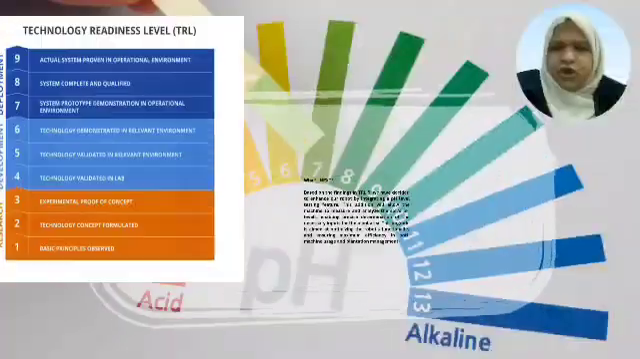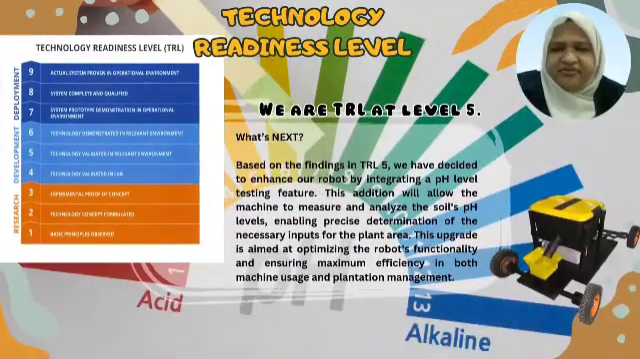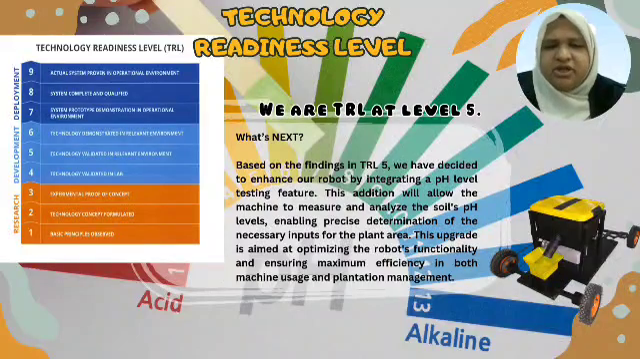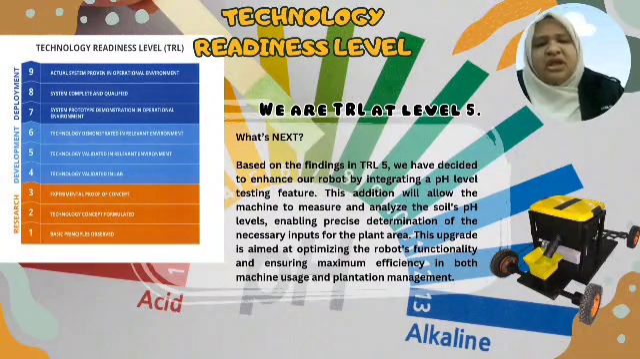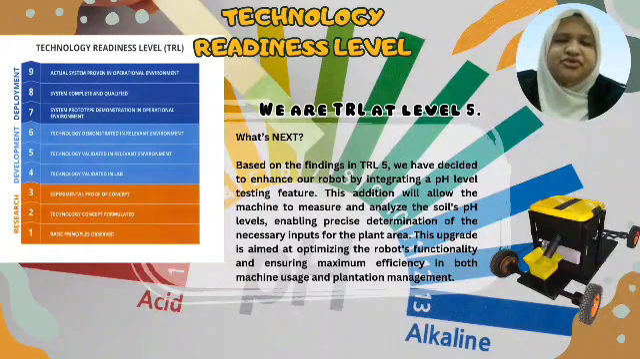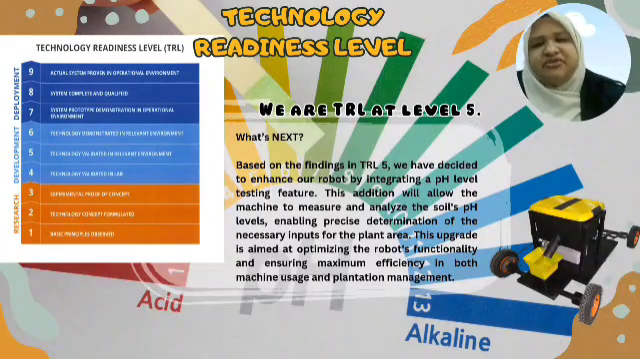We have successfully completed TRL 5 and now advancing to TRL 6, building on the findings and results obtained in the previous stage. In TRL 6, we plan to enhance our robot by integrating pH level and moisture testing features. These additions will optimize the robot's functionality, enabling it to assess soil conditions in real time and further improve the precision and efficiency of dolomite application.